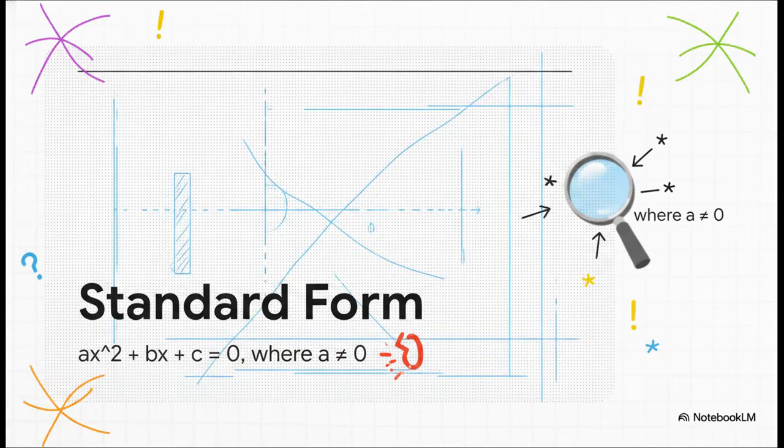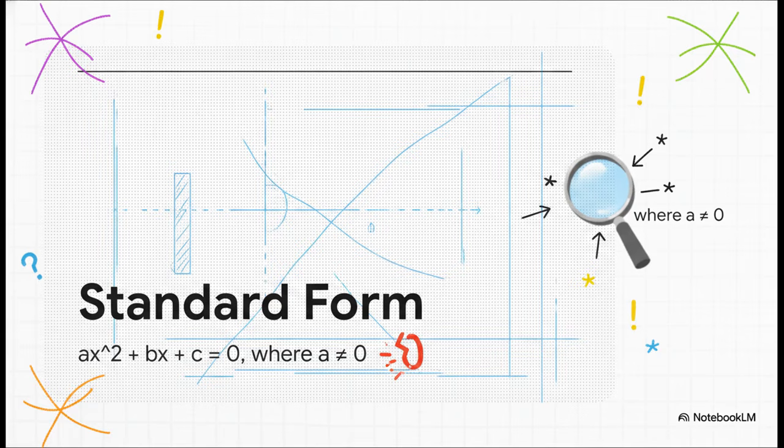But first, let's make sure we're working from the exact same blueprint. The standard form of a quadratic equation is ax² + bx + c = 0. Now, the single most important rule here, the absolute foundation we build upon, is that a cannot equal 0.